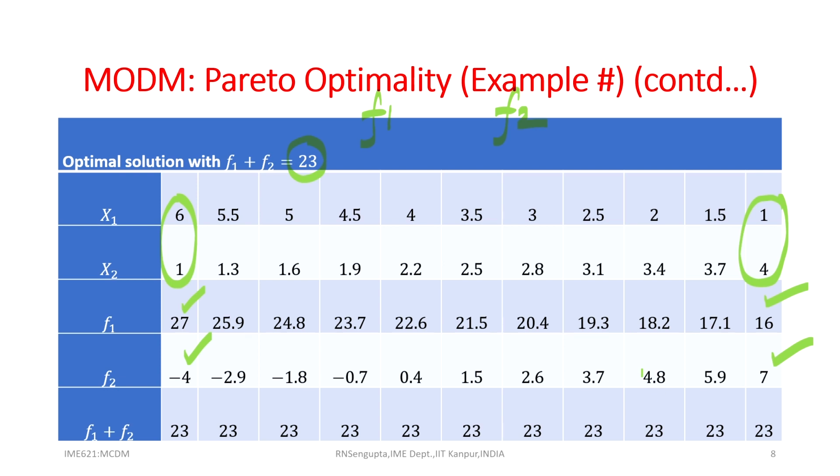Now, again interestingly, if I add up these functional values f1 and f2 separately, 27 minus 4 is 23, which is what is written here. Then if I add up 25.9 minus 2.9, then in the next step 24.8 minus 1.8, then next 23.7 minus 0.7, all the values add up to 23. That means, again the net value is the same, but the overall decision variables can be different, while the net satisfaction level remains the same.